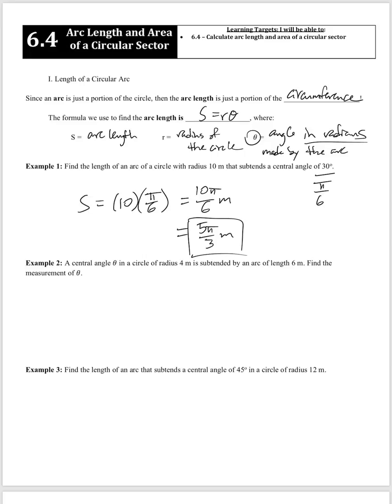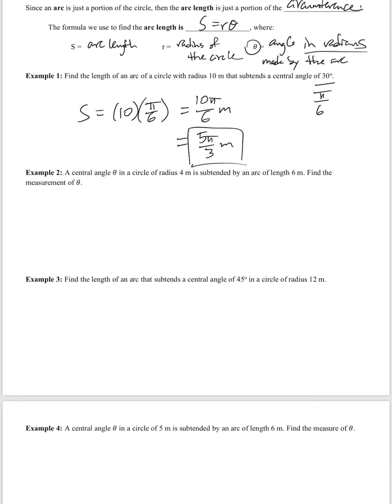That's literally it. Okay. Now, I could also ask you, a central angle theta in a circle of radius 4 meters is subtended by an arc of length 6 meters. Find the measurement of theta. All right. Well, S equals R theta. So the arc length is 6 meters. The radius is 4 meters, and I want to solve for theta. So theta is 6 over 4, or 3 over 2, and that's the measure in radians.